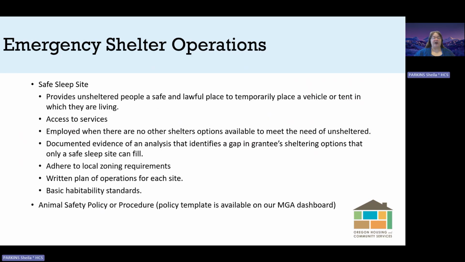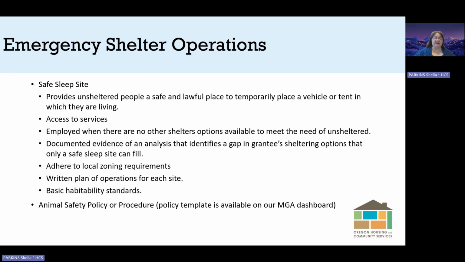And finally, another sheltering option is a safe sleep site. These are locations that provide unsheltered people a safe and lawful place to temporarily place a vehicle or a tent in which they are living. Such residents must have access to services. A safe sleep site strategy can be employed when there are no other shelter options available to meet the need of the unsheltered. Grantees must have documented evidence of an analysis that identifies a gap in the grantee's sheltering options that only a safe sleep site can fill. This could be a community needs assessment or other analysis.